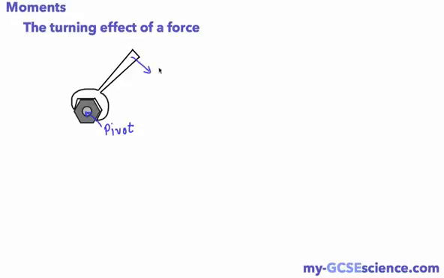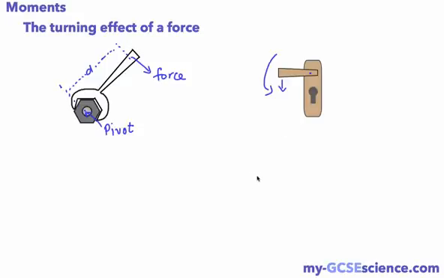Also over here we have a force, and we often also talk about a distance between the force and the pivot point, but we'll talk about that in a bit more detail in a minute. Another example that you might see would be something like a door handle. We have the pivot point, which would be around about here, and the force down here, which would cause a turning effect in the anti-clockwise direction.